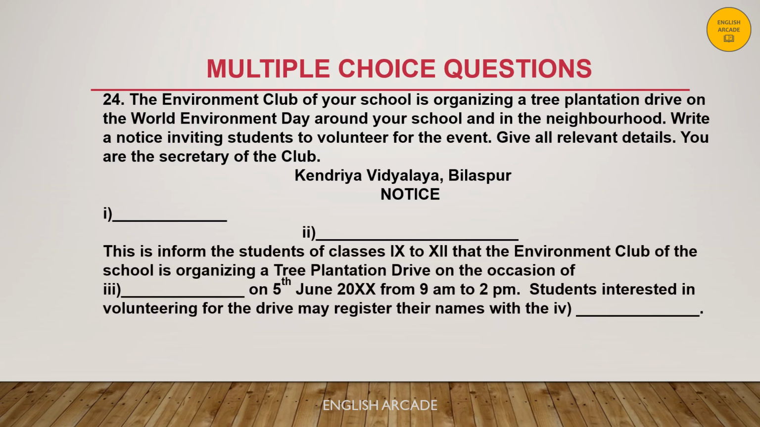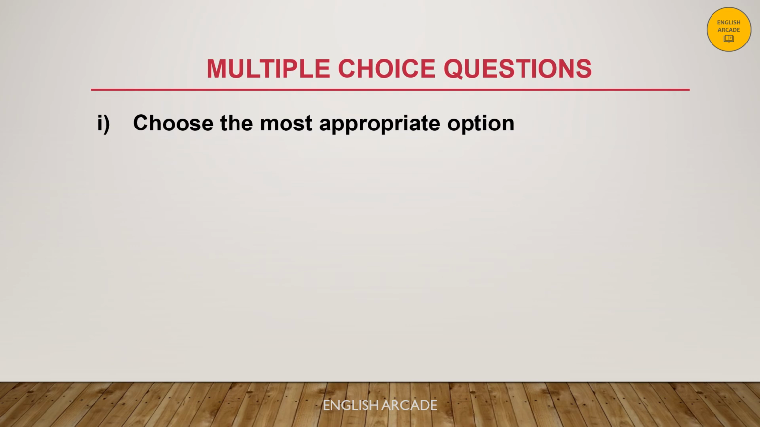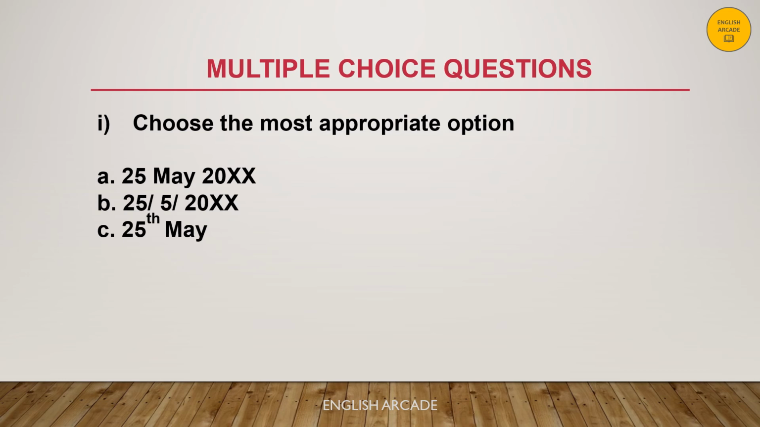What you see next on the screen is the body of the notice with 2 more blanks, followed by the contact information. So in all, there are 4 blanks to be filled. Choose the most appropriate option. The options are A, 25 May 2000 XX, B, 25/5/2000 XX, C, 25th May, or D, 25.05.2000 XX. So which is the most appropriate way of writing a date in the notice?